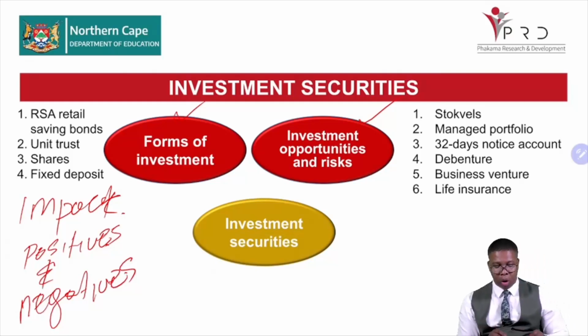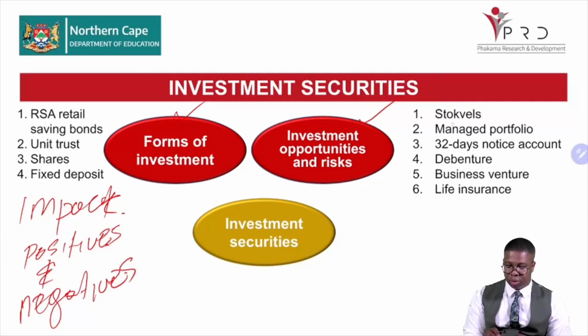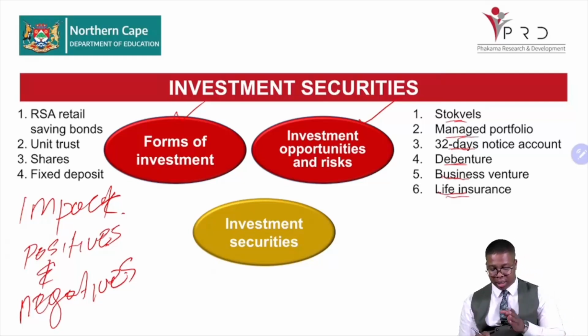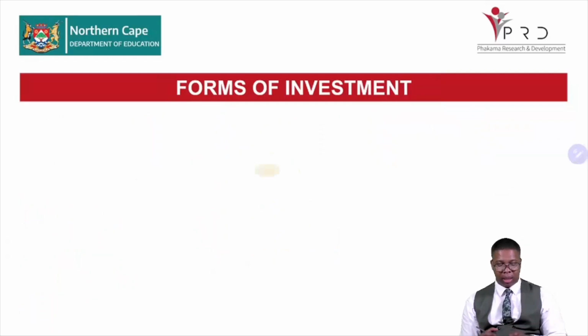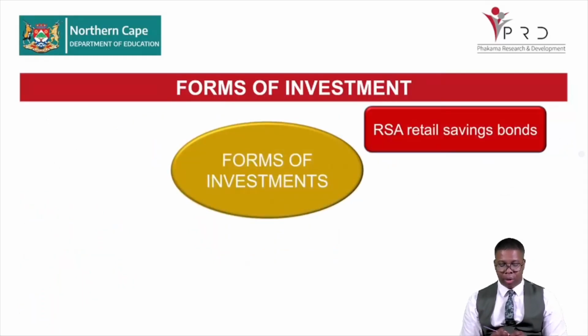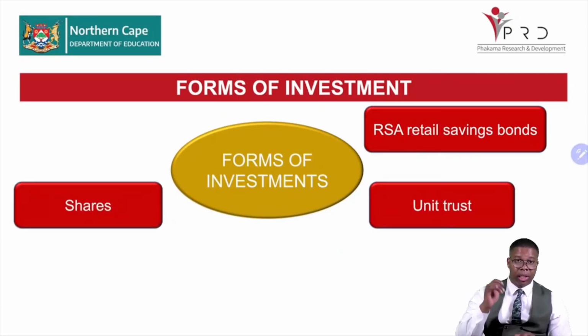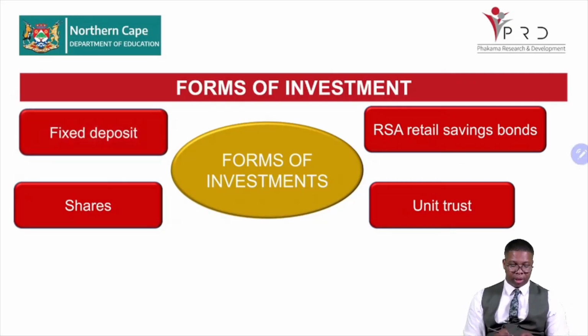But when we look into investment opportunities and their risk, what is important is that you should know the meaning of each investment opportunity and know the risks. So we have stokvels, managed portfolio, 32 days notice account, debenture, business venture, and life insurance. What is important here is to know one meaning and one risk around each investment opportunity. Let us also proceed to say we have forms of investment. This includes the RSA retail savings bond, unit trust, shares, together with your fixed deposit.